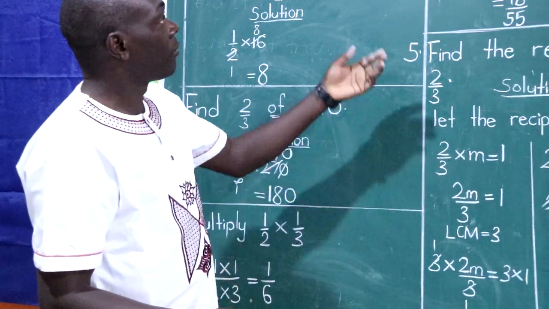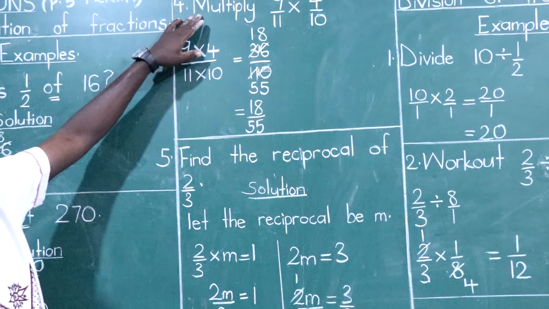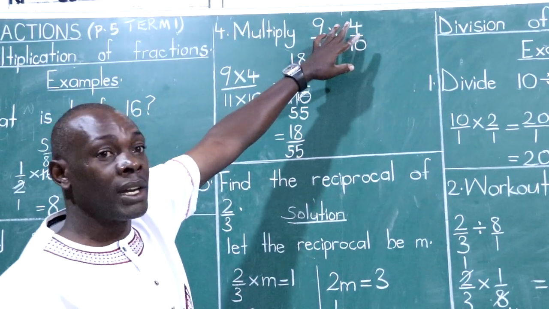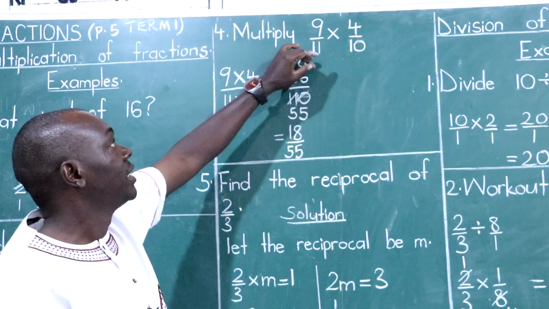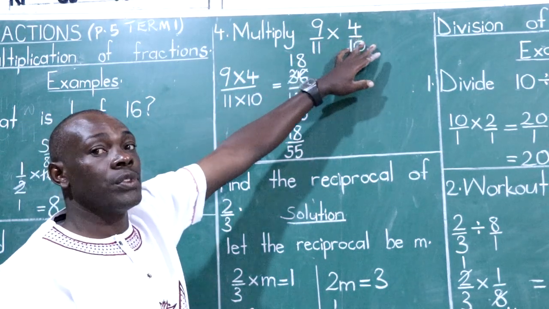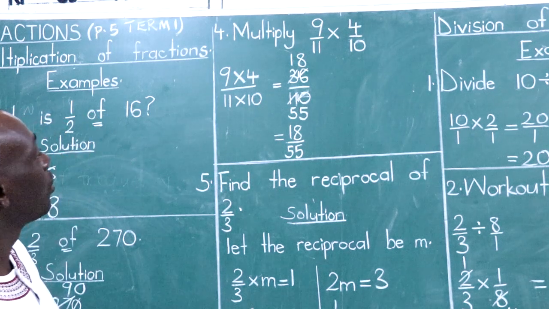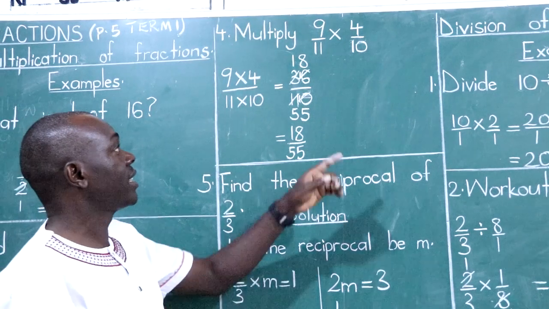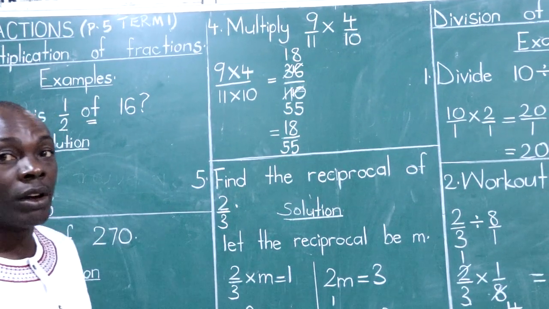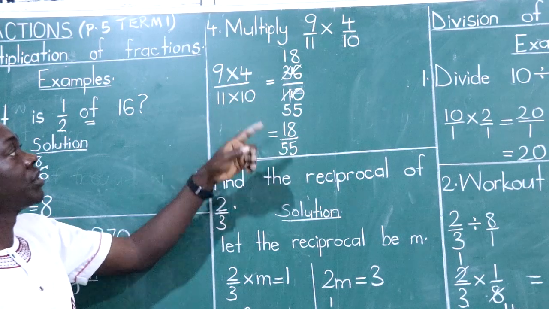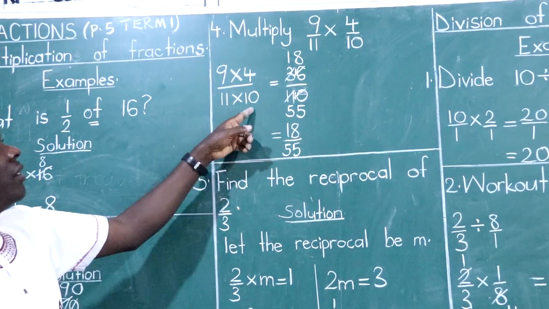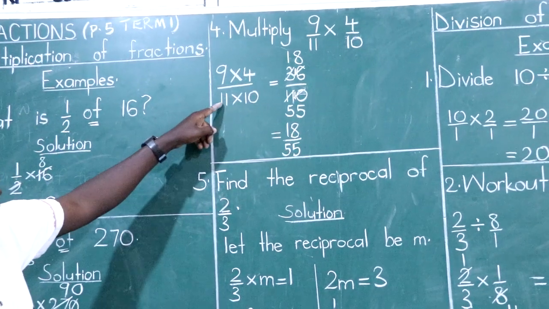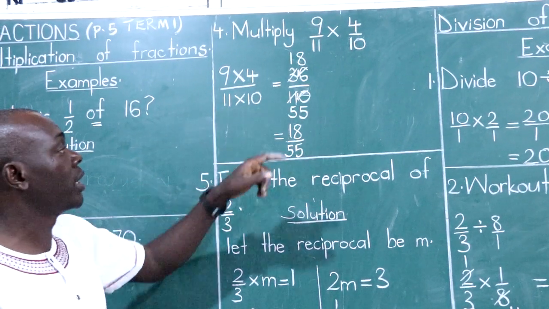Now, number 4 emphasizes the same. It tells you to multiply 9/11 by 4/10. 9 out of 11 times 4 out of 10. Do like I've said in number 3: multiply the numerators first. That's 9 and 4, before you multiply 11 and 10. That is 9 times 4 out of 11 times 10, where 9 times 4 you get 36, and 11 times 10 you get 110.